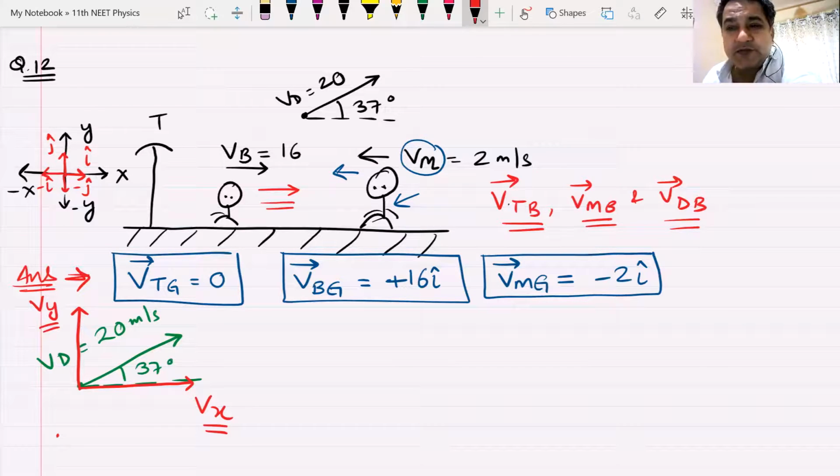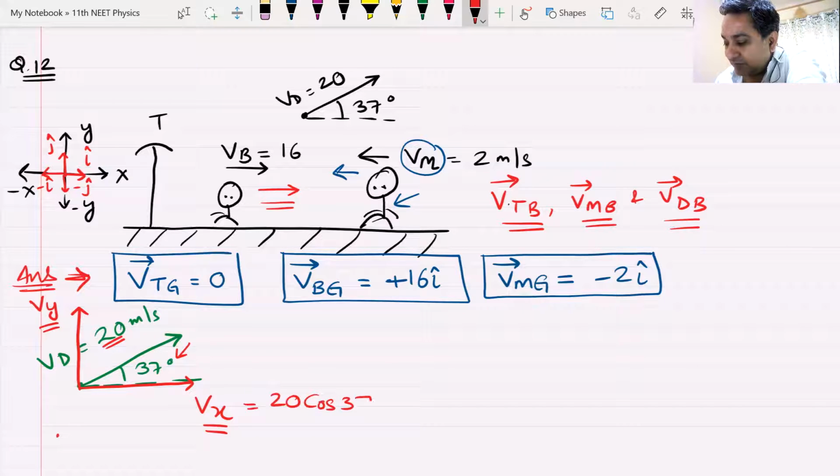I have to find the velocity's x component and y component. Now, how will I find the x component? This is 20 and this angle is 37, so it will become 20 cos 37. Do we remember how we resolved vectors into components?